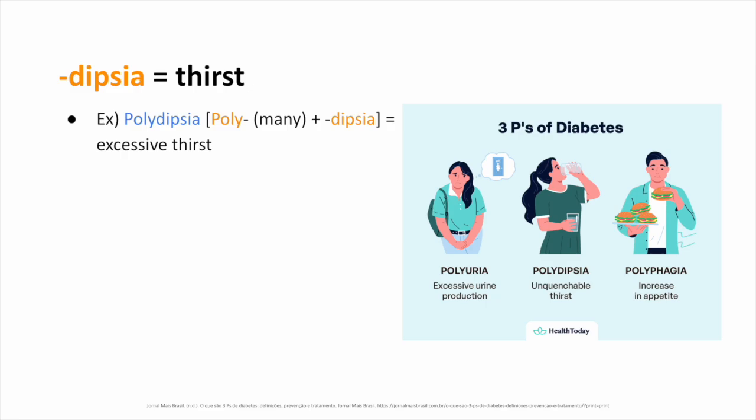So if a person has diabetes, they have polyuria, excessive urination, polydipsia, which is excessive thirst, and polyphagia. If you remember, phag-o combining form is swallowing or eating something. So in this case, excessive phagia, polyphagia, means increase in appetite. So these are the possible symptoms of diabetes. That's handy to remember with those 3 P's.